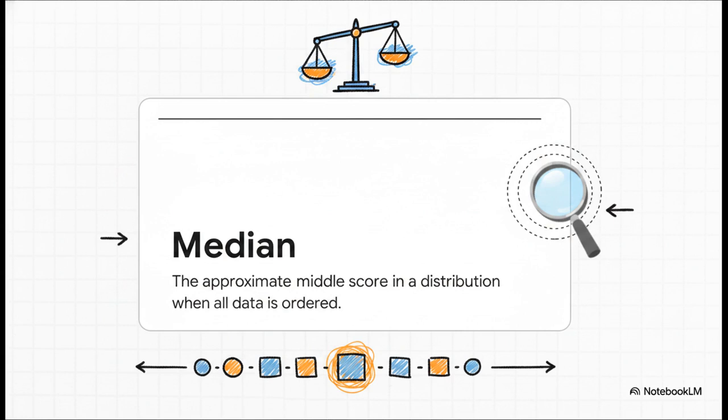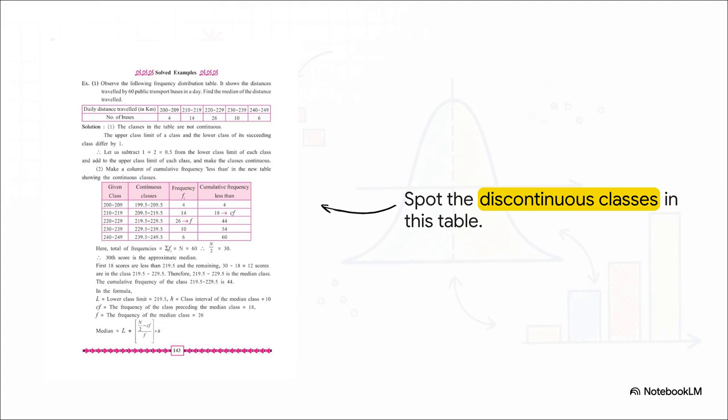The median is simply the approximate middle score in a given frequency distribution when all the data is arranged in order. Just imagine lining up all your data points from the smallest to the largest. The median is that perfectly balanced point right there in the middle. Now, please observe this table carefully. It shows the daily distance traveled by 60 public transport buses.